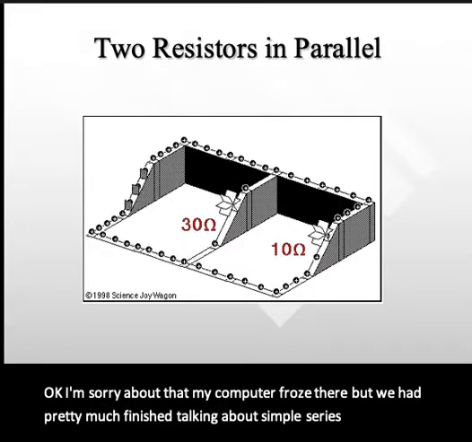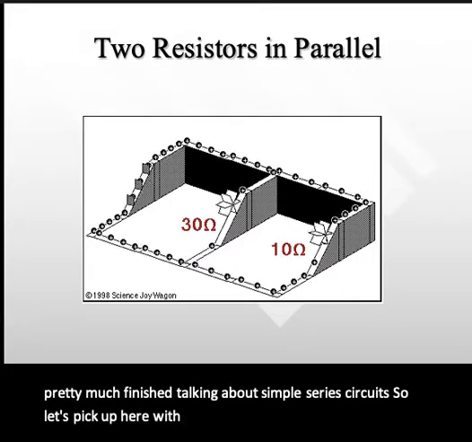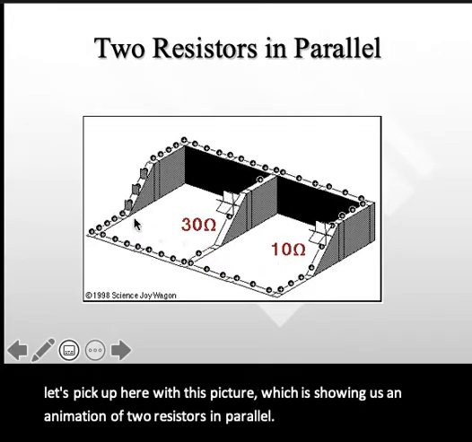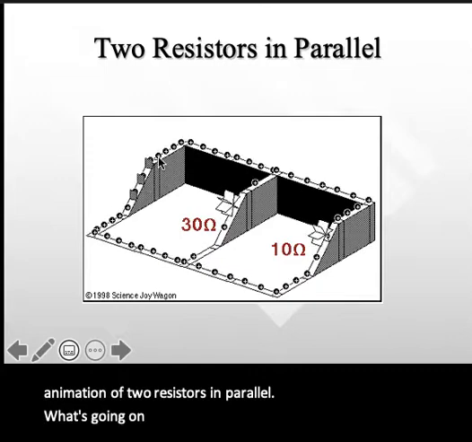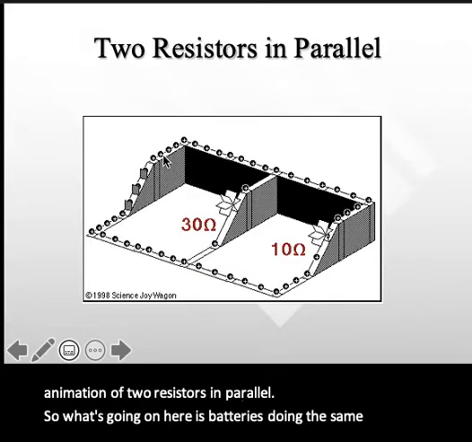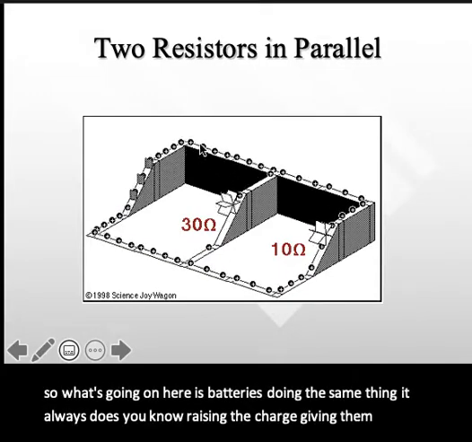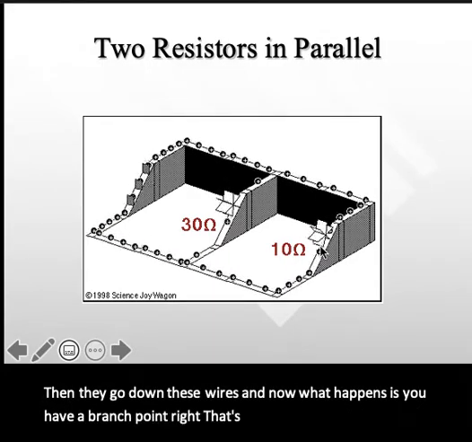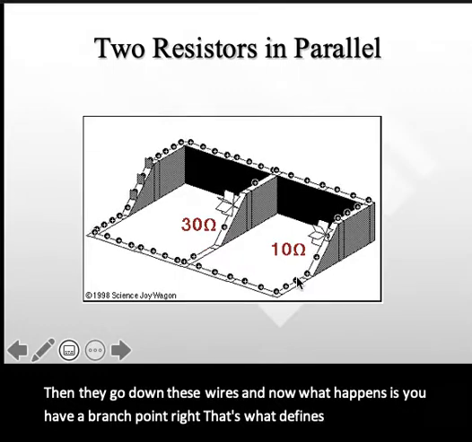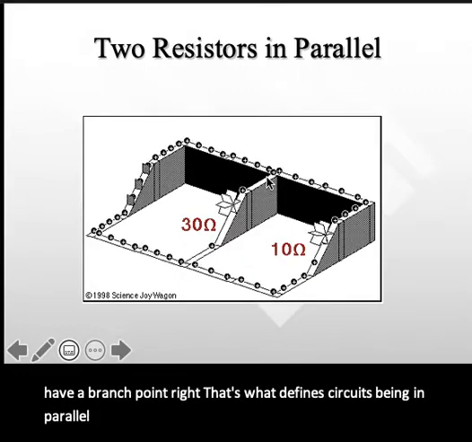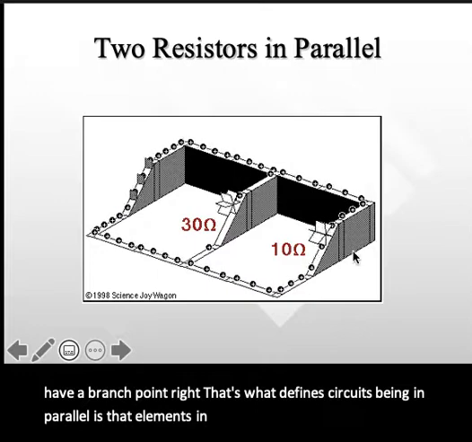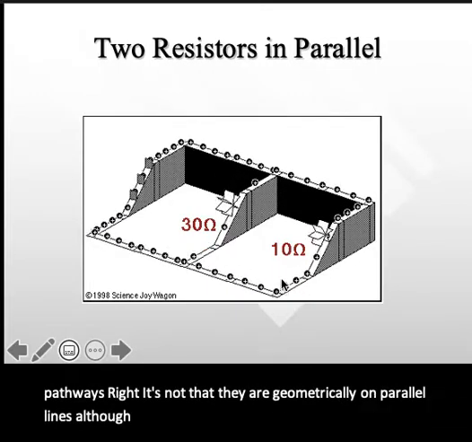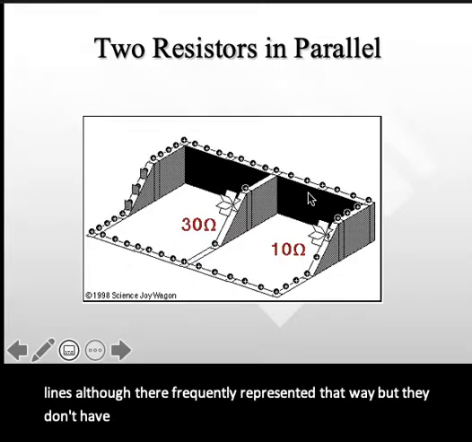So let's pick up here with this picture, which is showing us an animation of two resistors in parallel. What's going on here is the battery's doing the same thing it always does, raising the charge, giving them energy. Then they go down these wires, and now you have a branch point, right? That's what defines circuits being in parallel: elements in the circuit are on different pathways. It's not that they are geometrically on parallel lines, although they're frequently represented that way, but they don't have to be. It's that they are different paths, right?